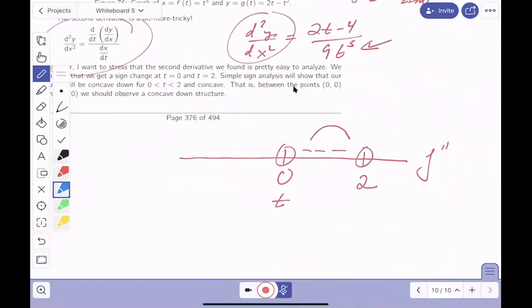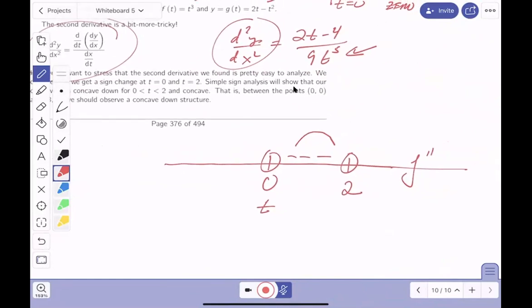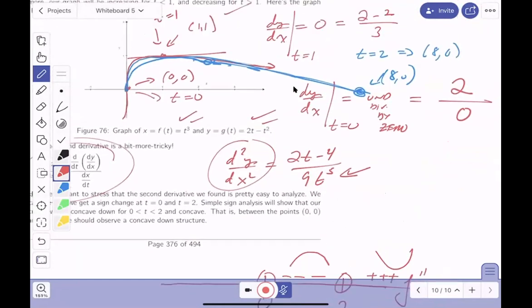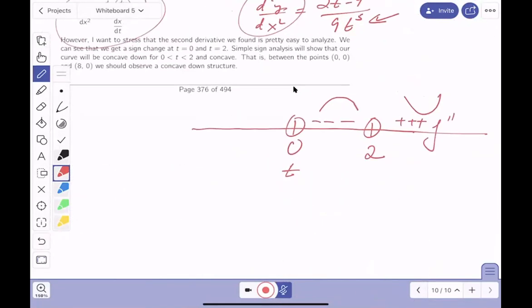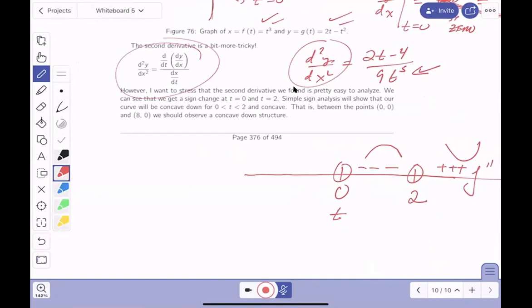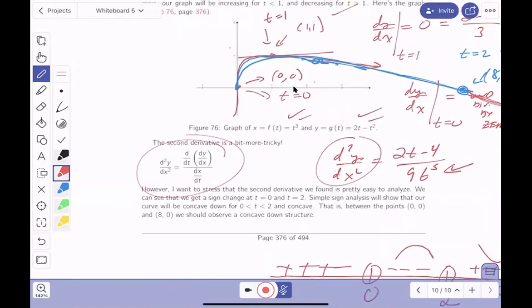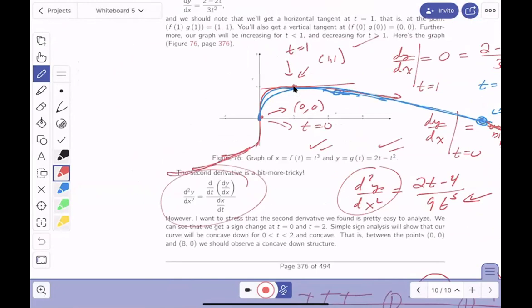Let's go beyond the 2. And what's a good number after 2? 3. Plug it in. What do you get? Positive. So what do I know? After 2, this thing goes concave up on me. All right. Let's go below 0 for the t. And what's a good number below 0? Like minus 1. What do you get on top? Negative. What do you get on the bottom? Negative. Concave up. Concave up forever over here. So I'm going to say concave up over here.